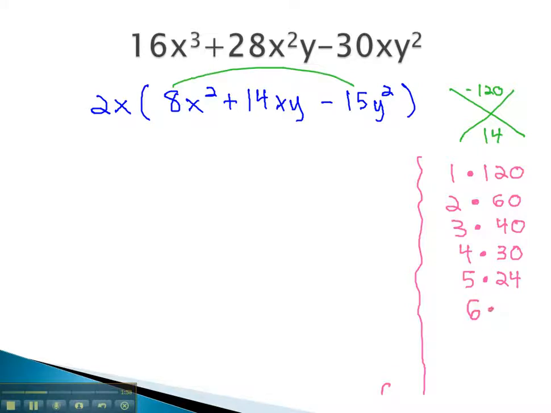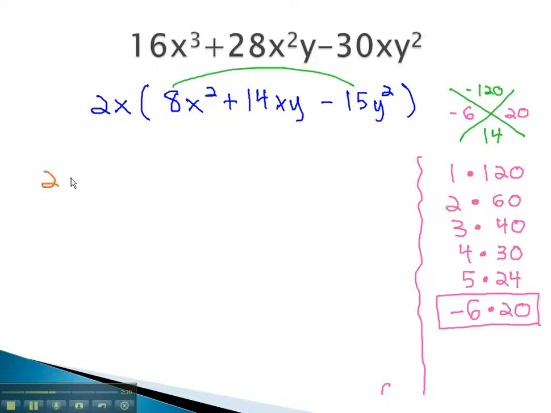6 goes into 120 20 times. Notice we can use 6 and 20 to get 14 if the 6 were negative. This works because we need them to multiply to a negative 120. Our numbers are negative 6 and 20.